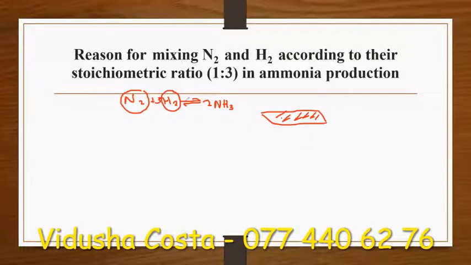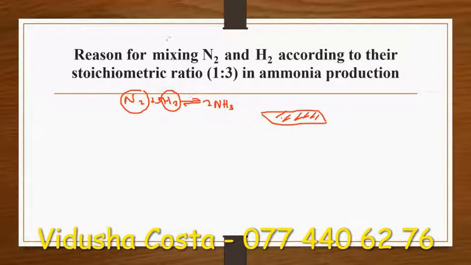And why are we using the catalyst? To increase the yield? No. We use the catalyst to increase the rate of both forward and reverse reactions. By that, we can reduce the time taken for the completion of the product. Okay, that's why we use the catalyst.